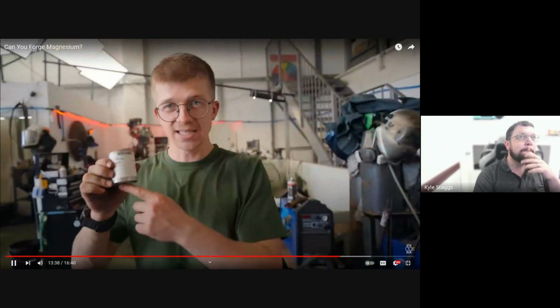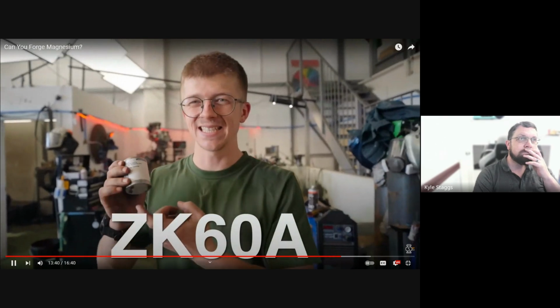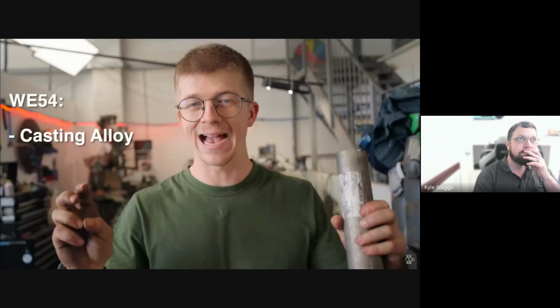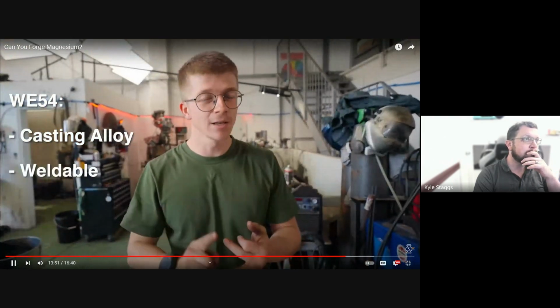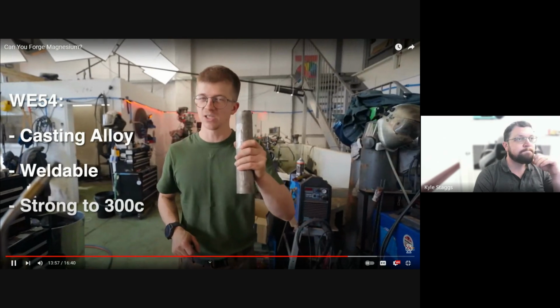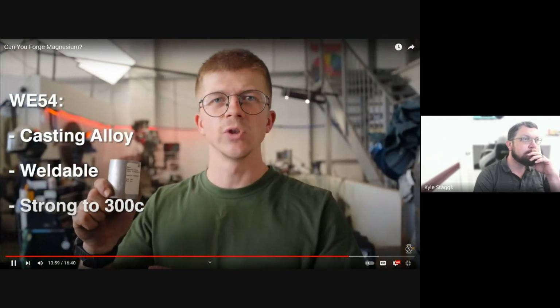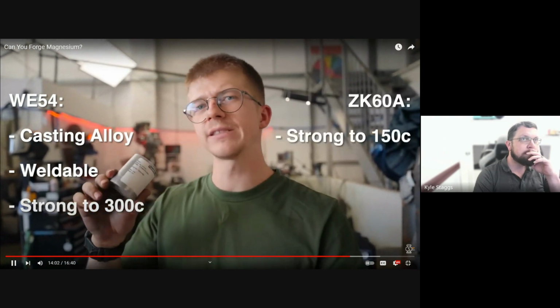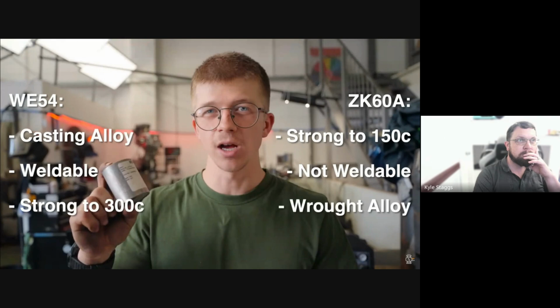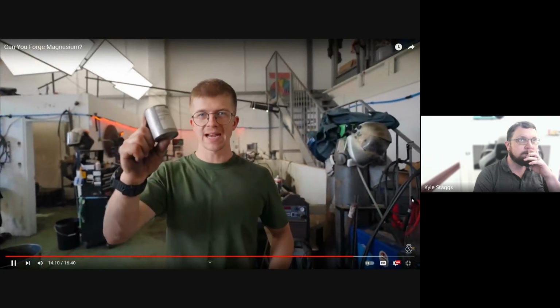What I want to do now is try the other alloy that we have. It's this stuff right here, ZK60A. Our previous alloy, WE54, is called a casting alloy of magnesium. According to the internet, it is weldable by TIG welding, and it maintains a lot of its strength up to 300 degrees Celsius, so it's pretty good in a higher temperature type of situation, as compared to the ZK60A, which is described as being strong to 150 degrees Celsius, is not weldable, and is called a wrought alloy of magnesium. Casting alloy, wrought alloy. Something tells me that we're gonna have a better chance of success with this.